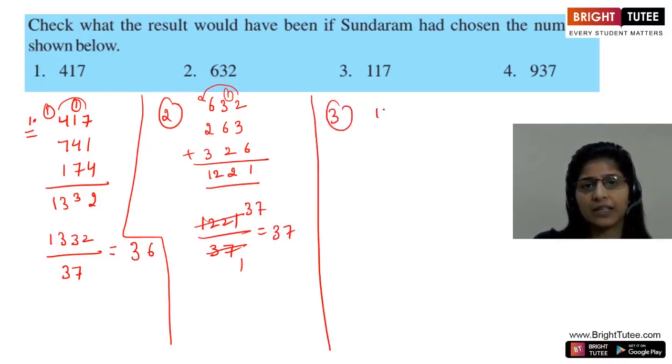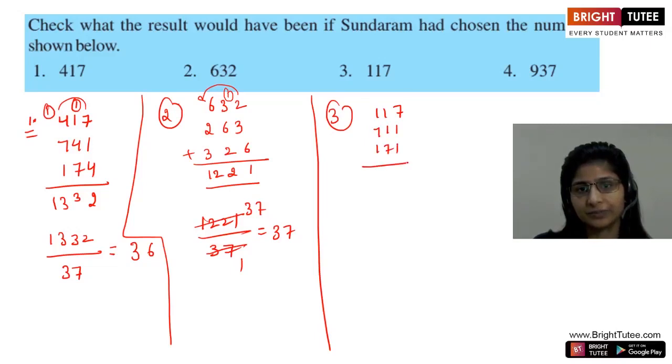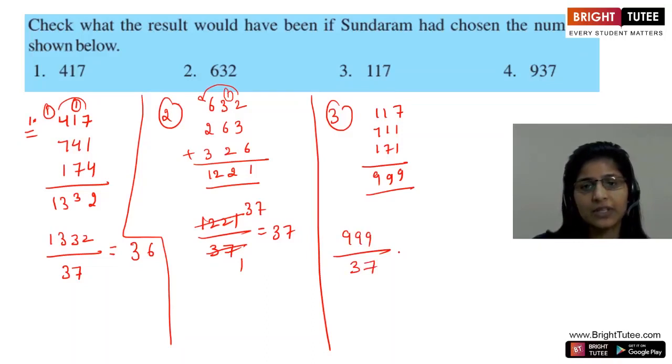In the third, if we try, the number is 117. So the second will be 711. Then again it will be 171. Getting 7 and 1 is 8 and 1 is 9, 9 and 9. We get 999. Can you divide it with 37? Just calculate what you get after dividing it with 37. So if we divide it with 37, we get 27, leaving no remainder. Clear?